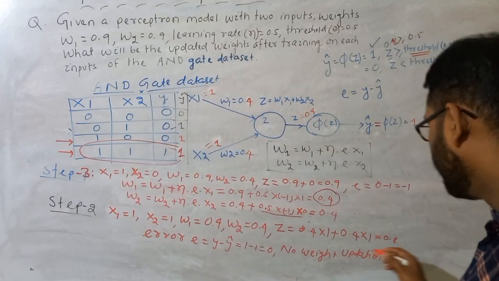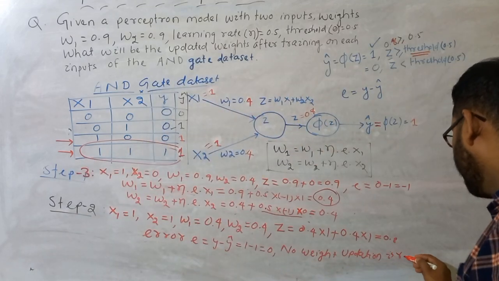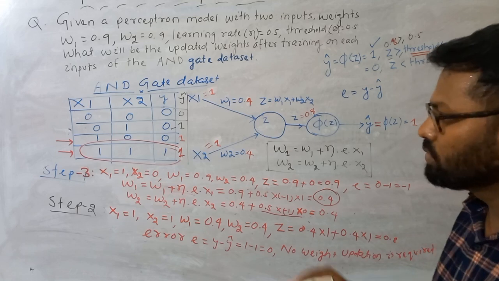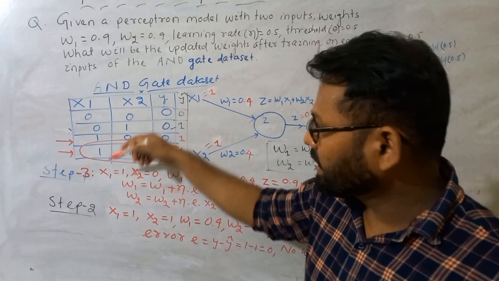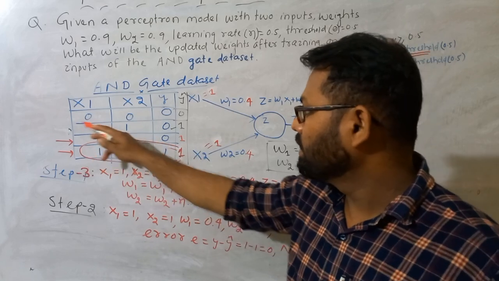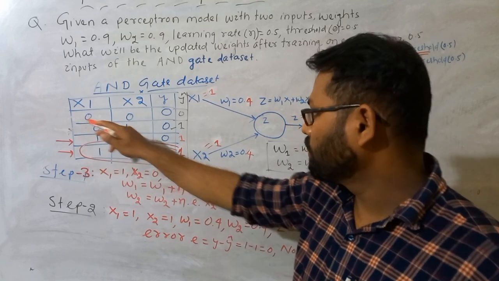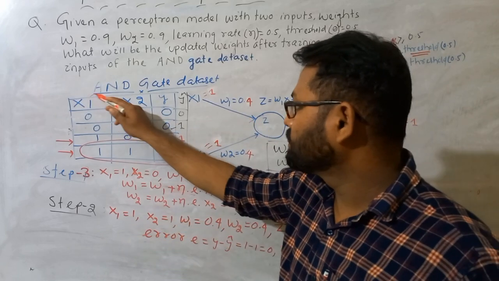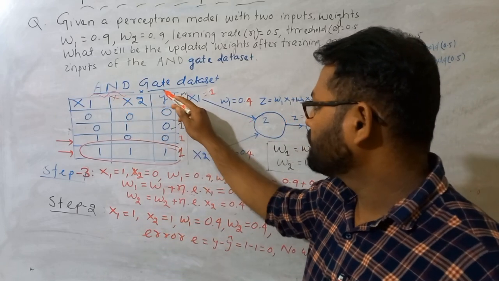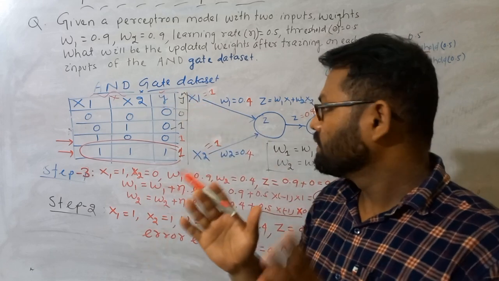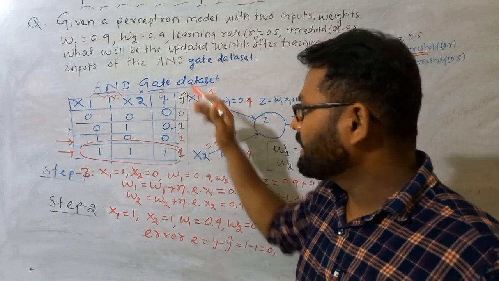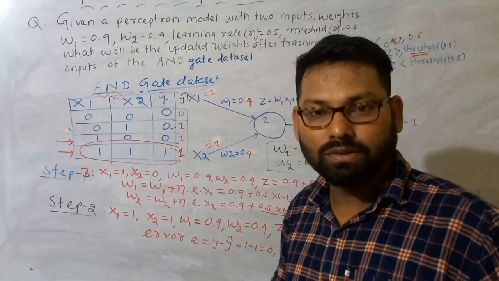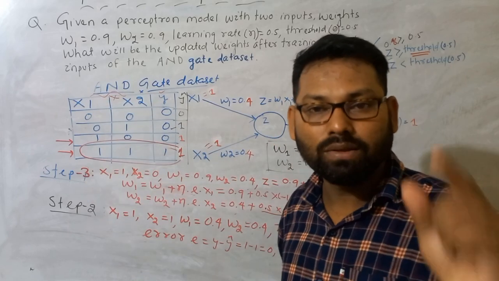So here no need to update. Okay, so this step is over. Remember that in this training data set, how many samples are there? One training sample, 2, 3, 4. 4 training samples are there. In each training sample, this part is the input X and this part is the corresponding output. For all the training samples, we have updated the weights. So this whole set is known as one epoch.